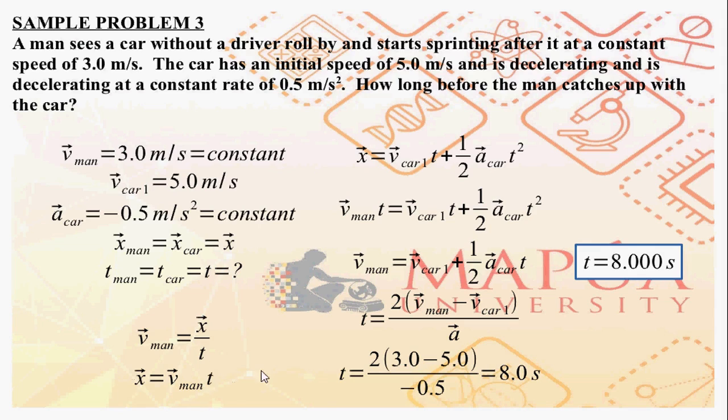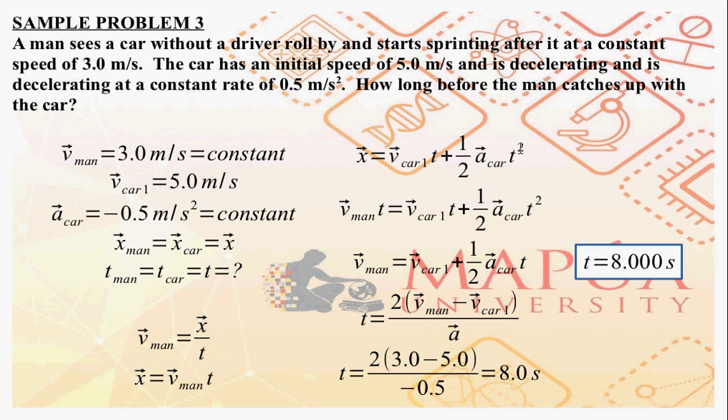Let's now analyze the motion of the car. The car is undergoing uniform acceleration. You have 4 equations to analyze the motion of the car. One equation is x is equal to initial velocity of the car times time plus 1/2 acceleration of the car times t squared.